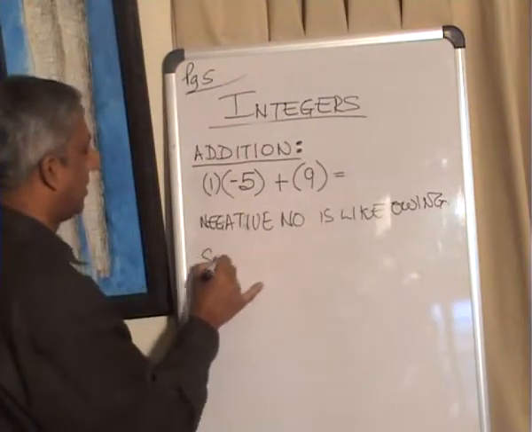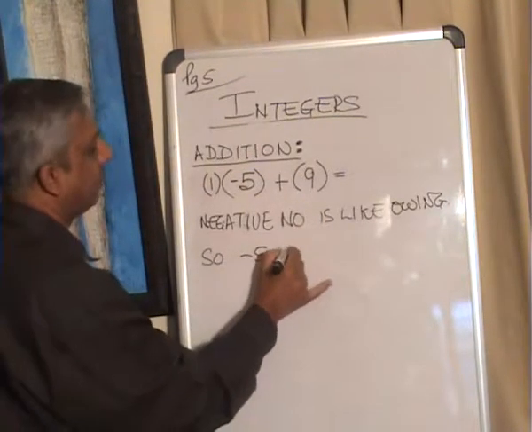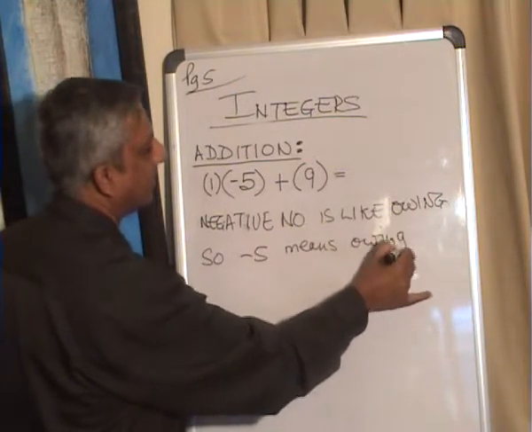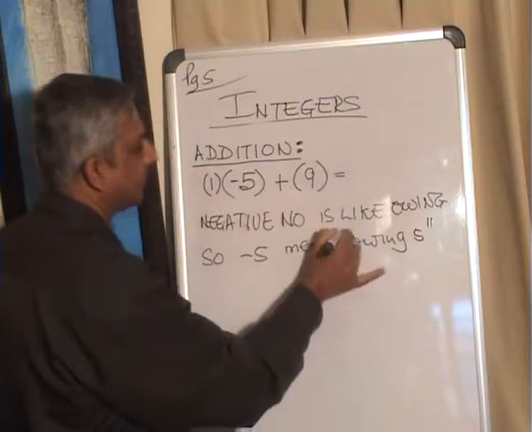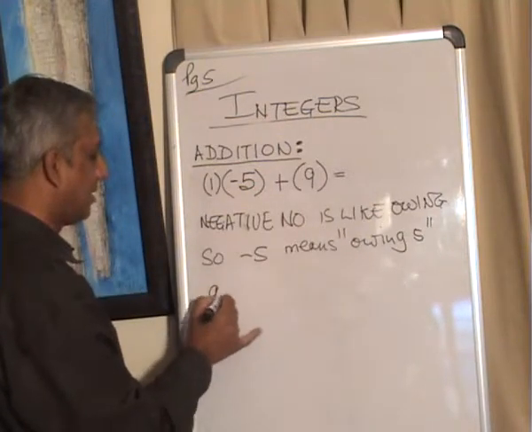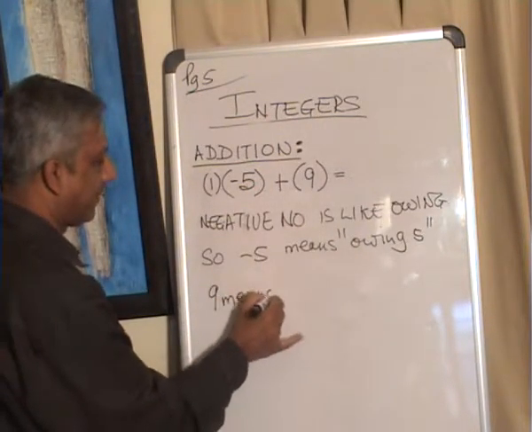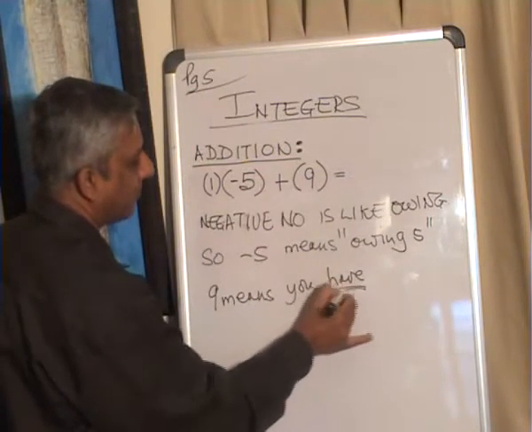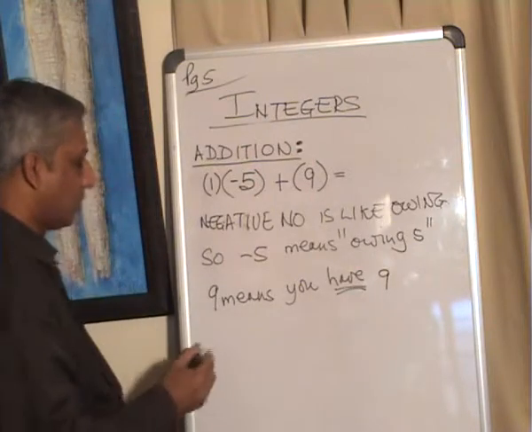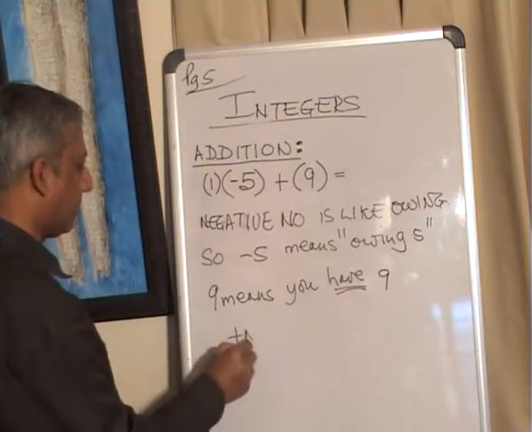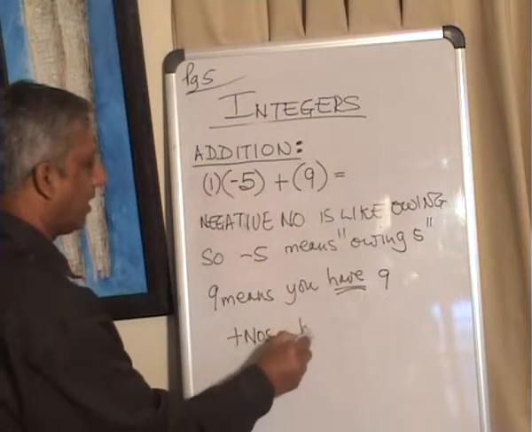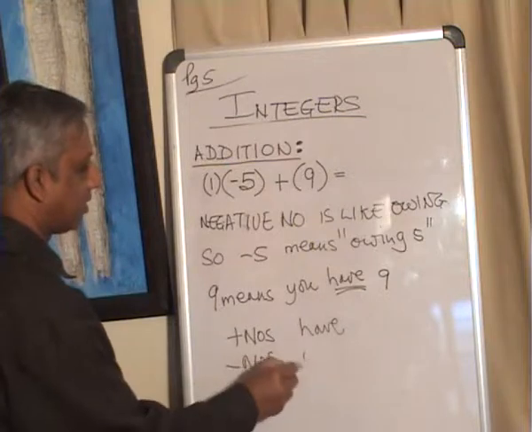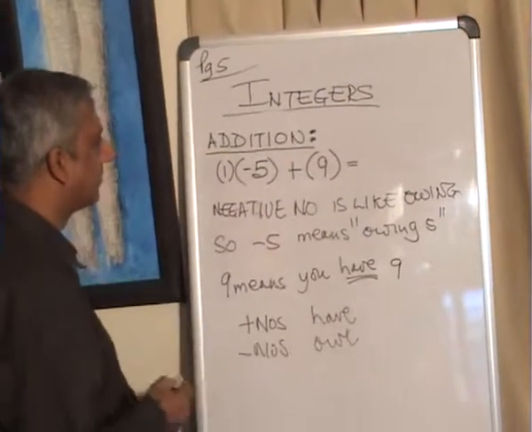So -5 means owing 5. That's what it means. And 9 means you have 9. So all positive numbers will be have, all negative numbers will be owe.